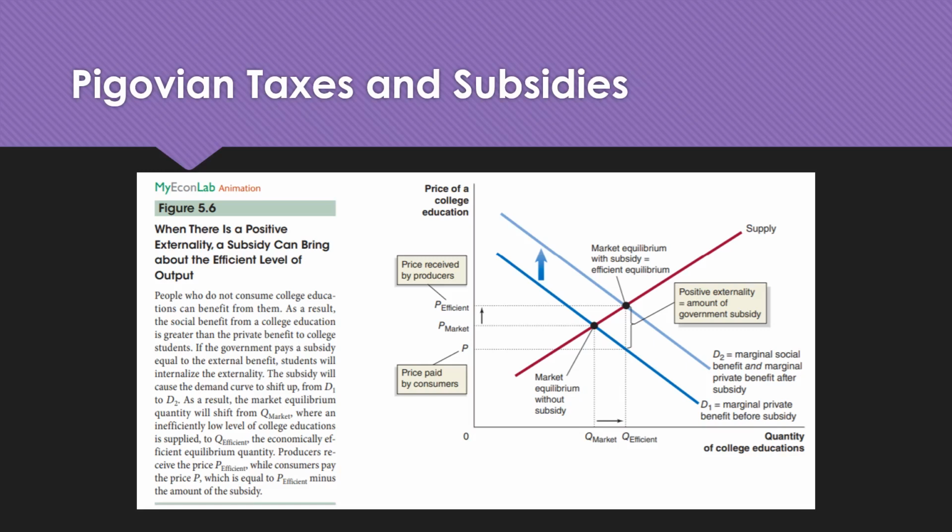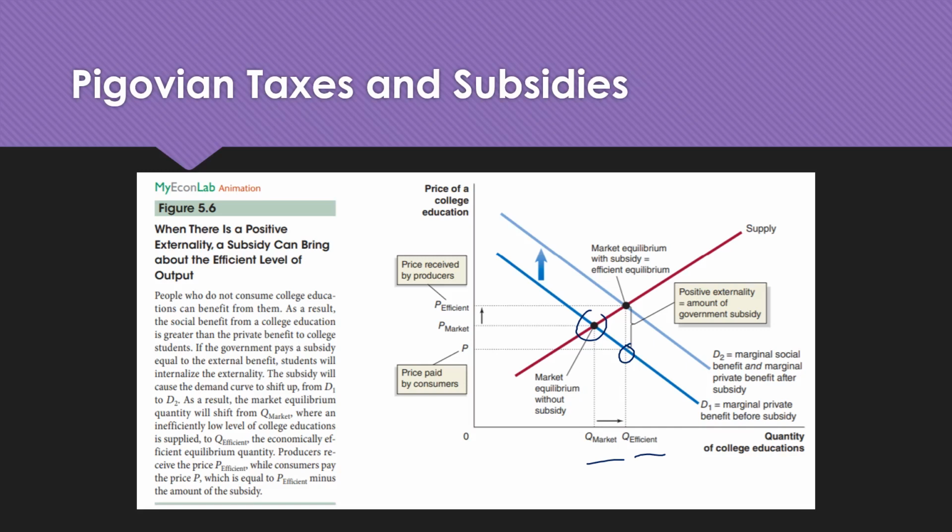The problem with that logic is that if you want to operate at Q efficient and you're basically representing it based on the willingness and ability at the private level, your actual price that you need to produce at is right there. Not here, because here you're still going to get the Q market quantity. You need to get the price down to here where the price is going to induce that many units of people to go to school.